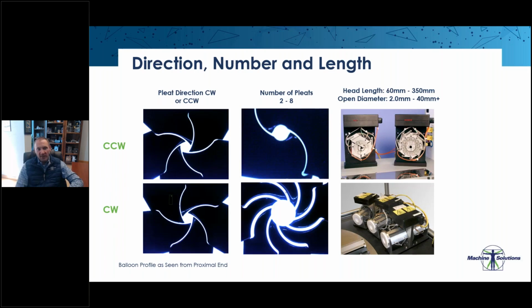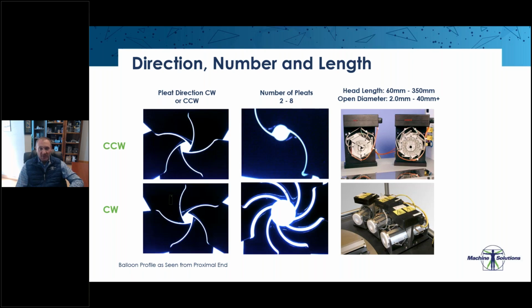First, we're looking at the pleat direction. We typically look at it from the proximal end of the balloon and the direction that those pleats are then formed, either counterclockwise or clockwise, and that's a user-defined parameter. As we look at number of pleats, we offer between 2 and 8 pleats, and that is more at our engineering team's discretion to recommend a certain amount of pleats based on the overall balloon characteristics or parameters.